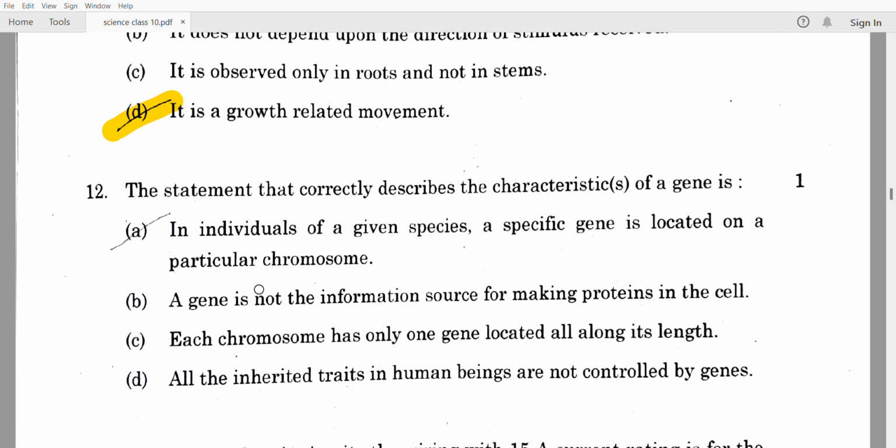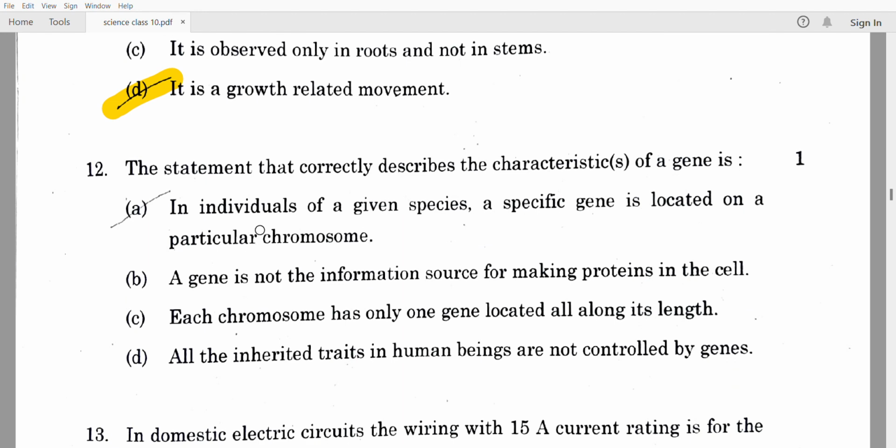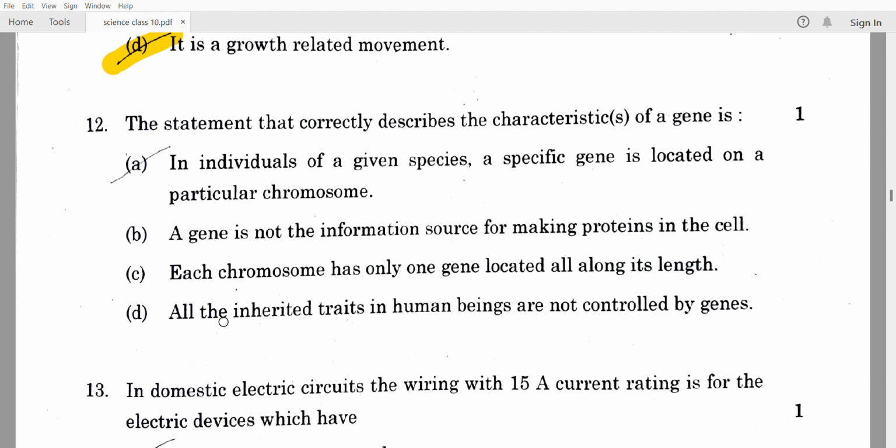The statement that correctly describes the characteristics of a gene. So here, all inherited traits in human beings are not controlled by genes. Each chromosome has only one gene located. A gene is not the information source for making proteins in the cell. In individuals of a given species, a specific gene is located on a particular chromosome. So here, all the inherited traits in human beings are not controlled by genes is the wrong answer. So that's the correct description: each chromosome has only one gene.